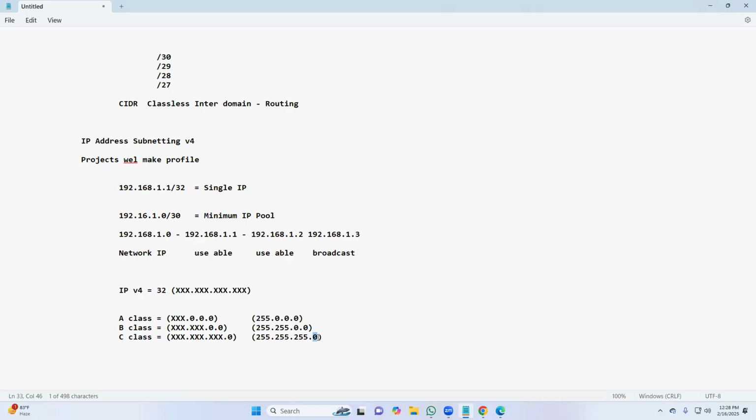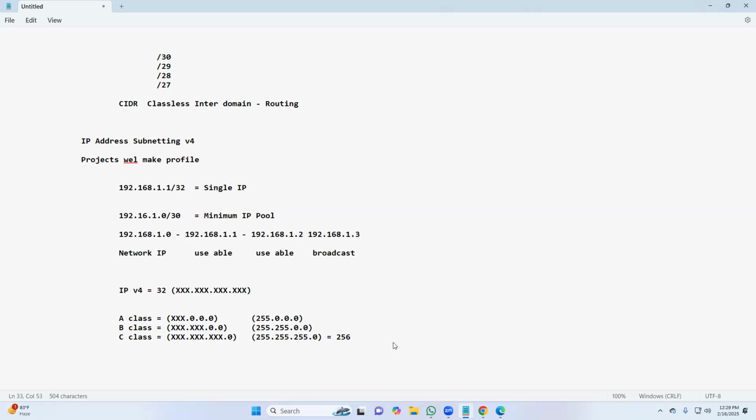And if you calculate the number of IPs, how can you calculate? For example, it's very easy to assign the IP. Total IP will be 256 maximum. It means 0 to 255. How many IP addresses? 0 to 255. Maximum is 255.